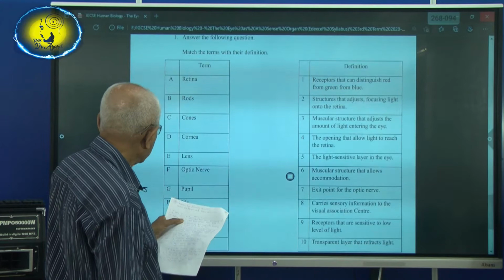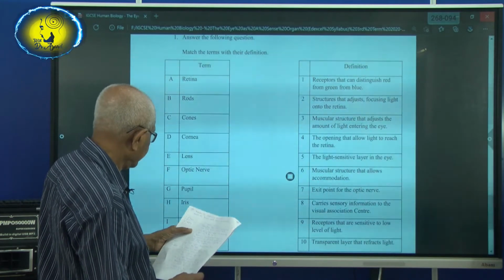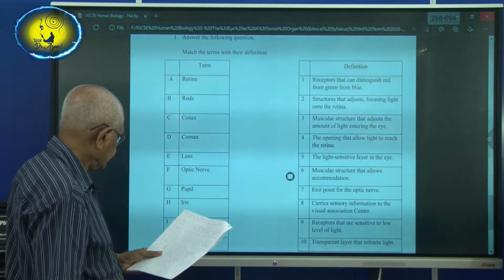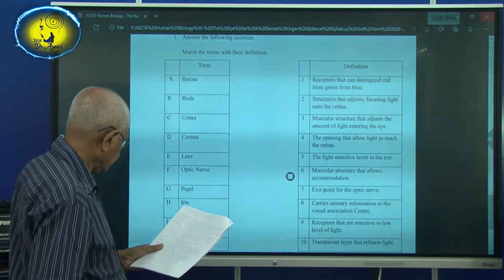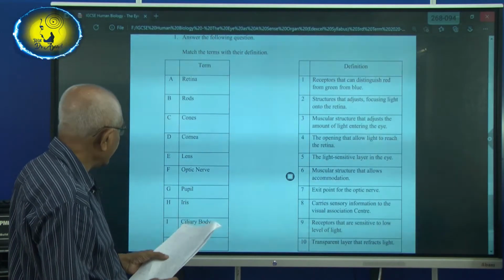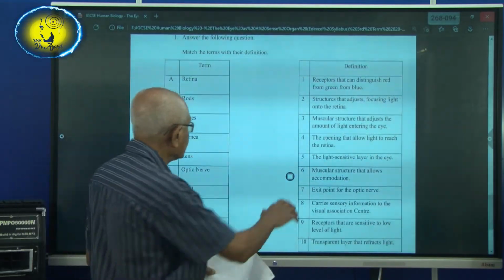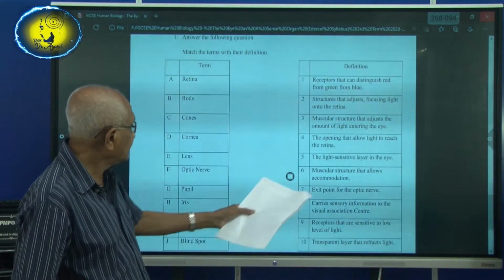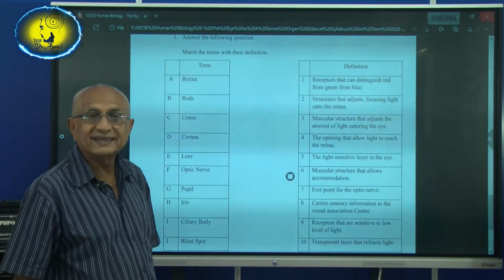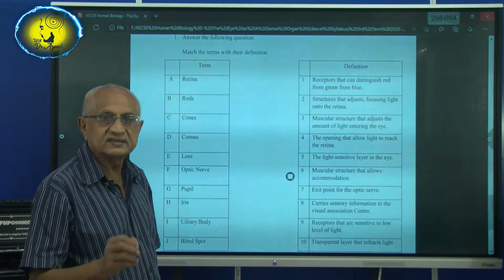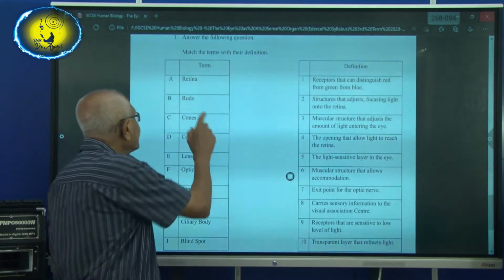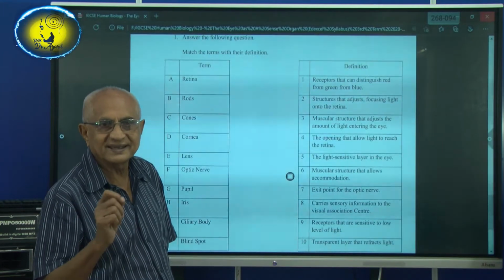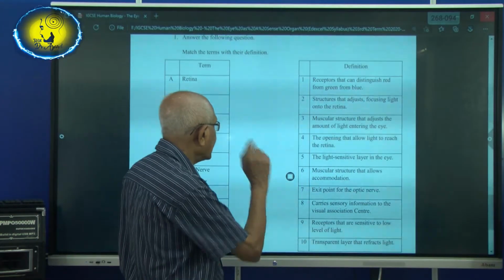A, you can match with what? Where is A? Look at number 5, the light sensitive layer in the eye. What is that? It is the retina that we were talking of. The retina is the light sensitive layer in the eye.